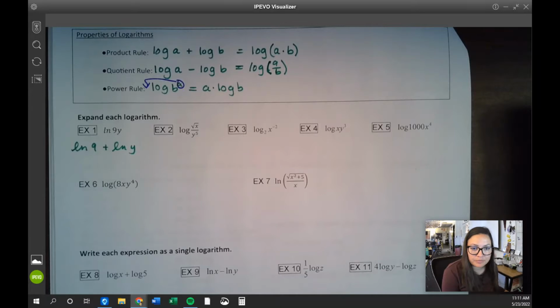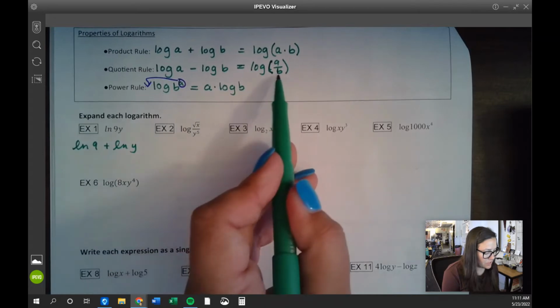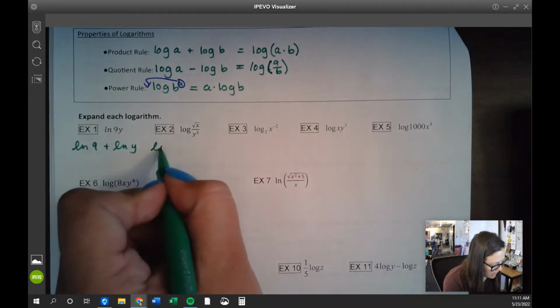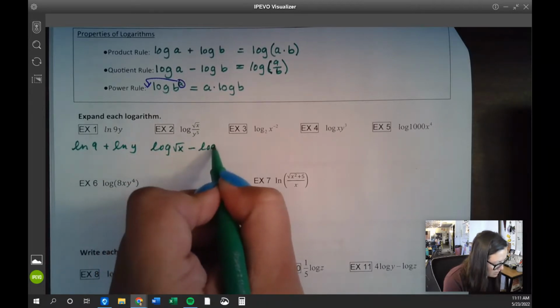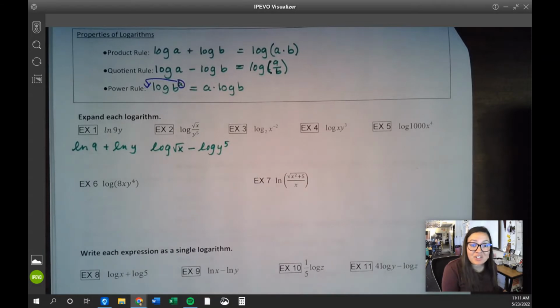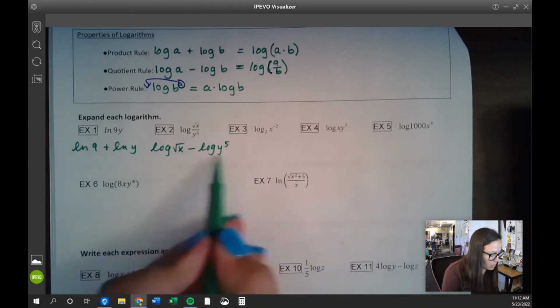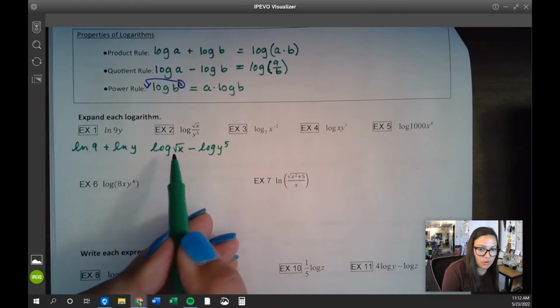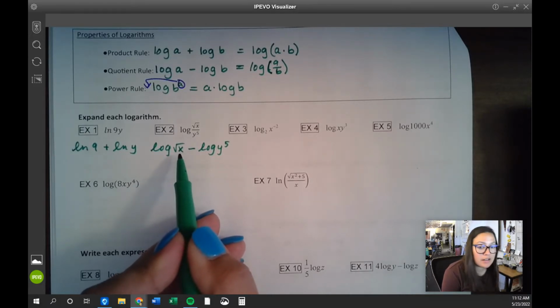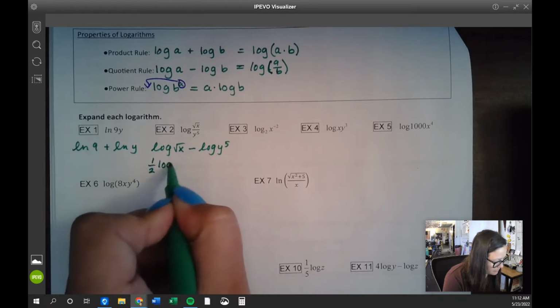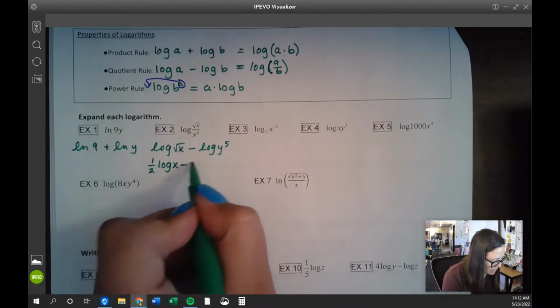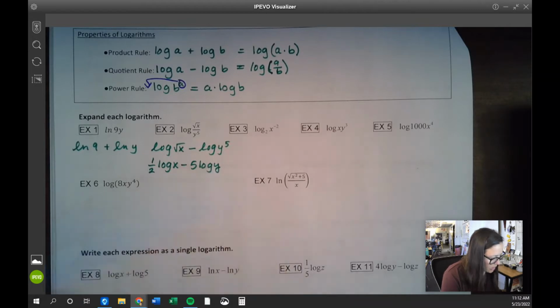All right, let's try example 2. I have the log of the square root of x divided by y to the 5th. So that's a quotient, so I can write that as 2 logs. That's the log of the square root of x minus the log of y to the 5th. Now I can actually continue this because these are both powers. Now you might say, hold on, Miss Jackson, there's not an exponent here, but there actually is because square root of x is the same as x to the 1/2. So I can write this as 1/2 log x minus 5 log y.